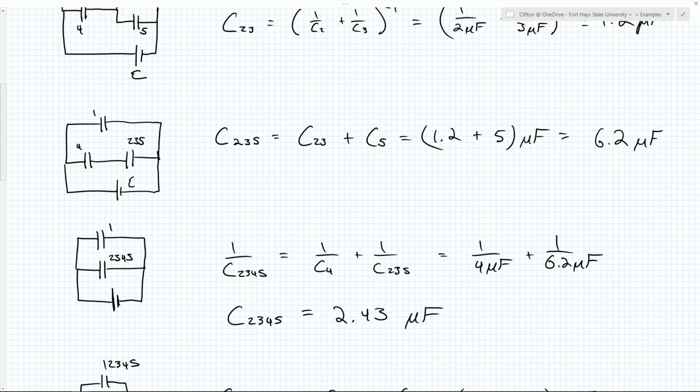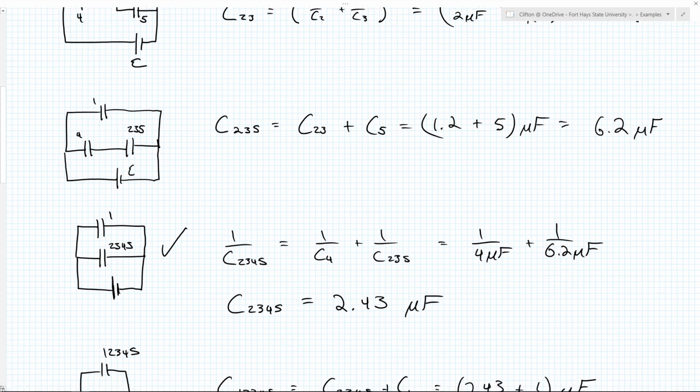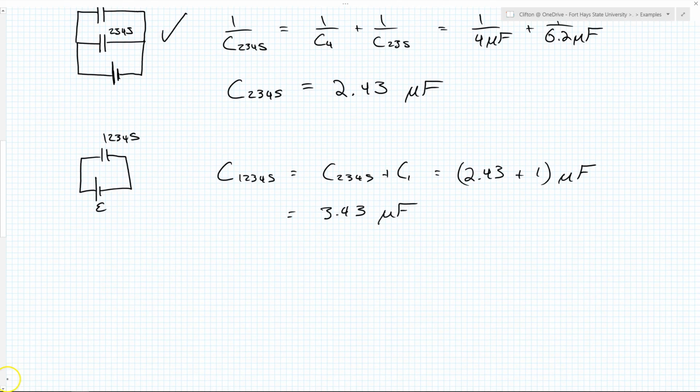So for example, this circuit here is capacitor 1 and an effective capacitor that represents 2, 3, 4, and 5, both connected in parallel to the EMF. So that's where I'm going to start. So I can write down what the voltage across capacitor 1 is immediately. It's equal to the EMF voltage, which is 10 volts. Which means I could calculate what the charge on capacitor 1 is. And it's going to be 10 microcoulombs.